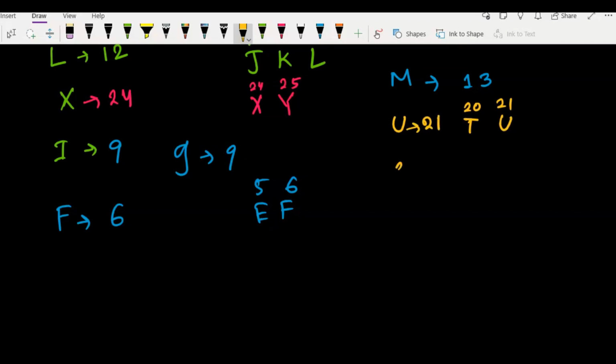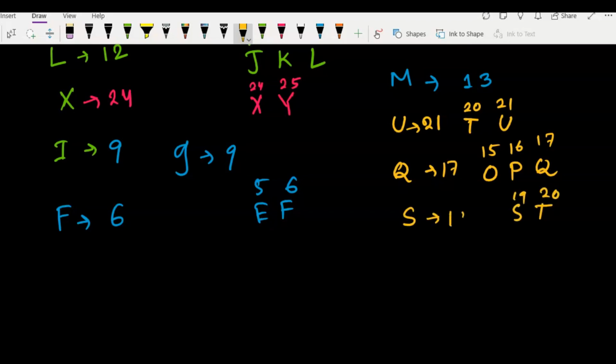Then what is the place value of Q? So we know O, P, Q. O is 15, P is 16, so Q is 17. Q we have 17. What is the place value for S? We know that S, T. T is 20, so S is 19.